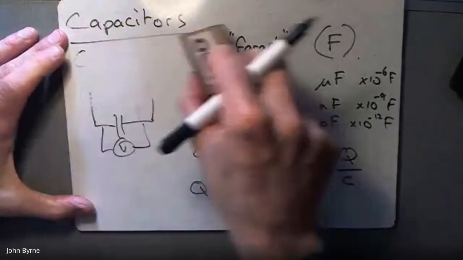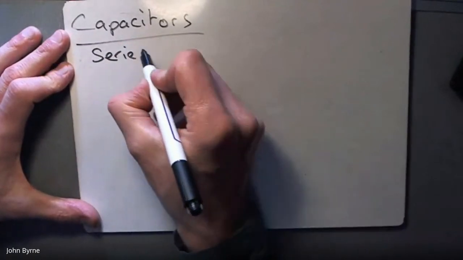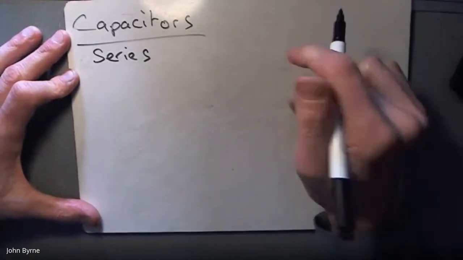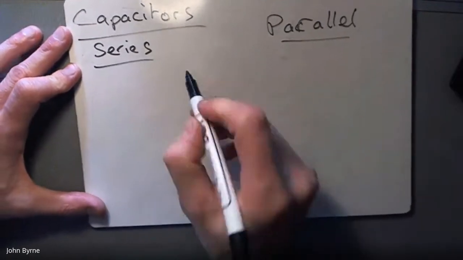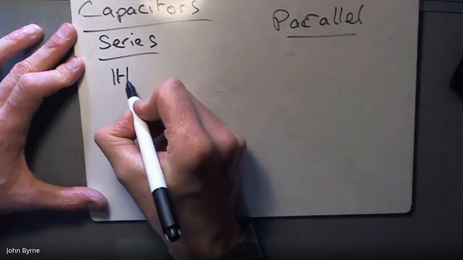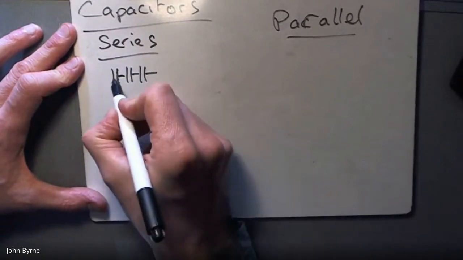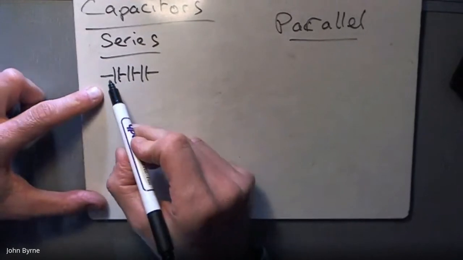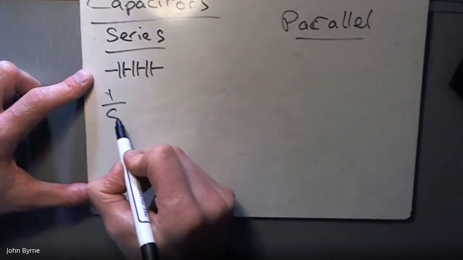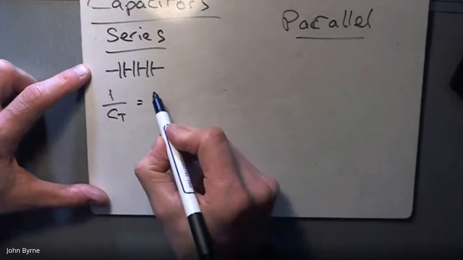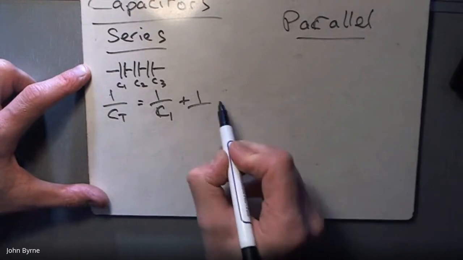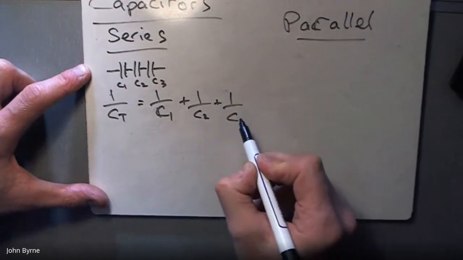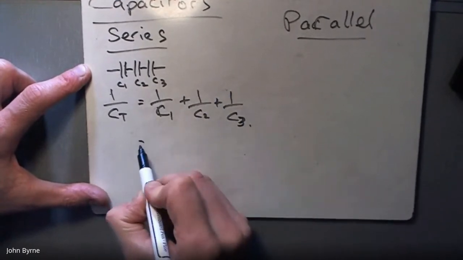Sticking with capacitors, the last thing, we're going to have a look at series and parallel. It's easy to get this confused with resistors, but it's the other way around. If you have 3 capacitors connected together in series, what's the single capacitor value that would replace those 3? Well, this is the one that's 1 over. So it's 1 over CT equals 1 over C1 plus 1 over C2 plus 1 over C3. You work out that value.